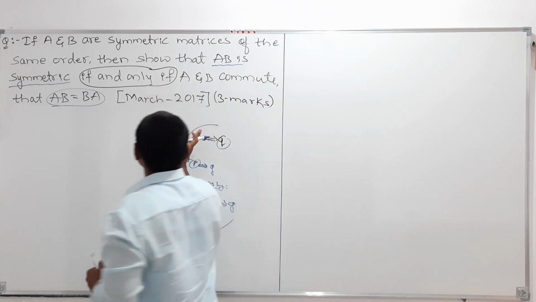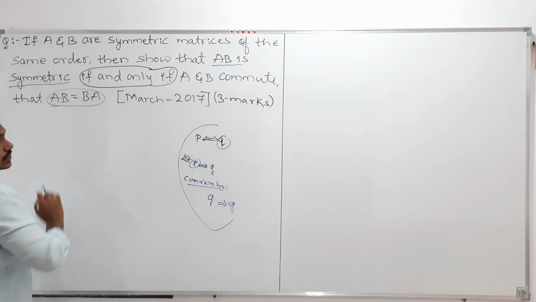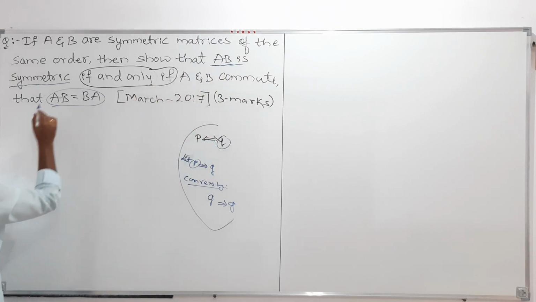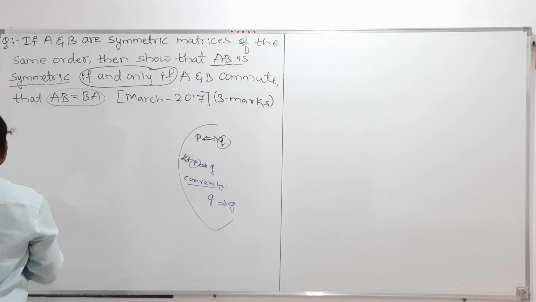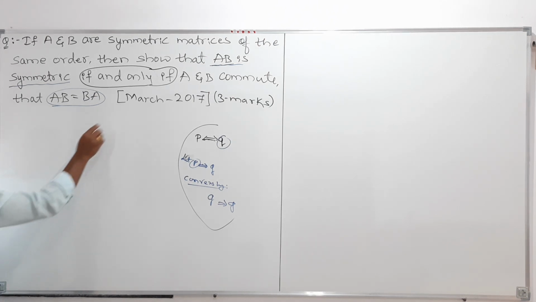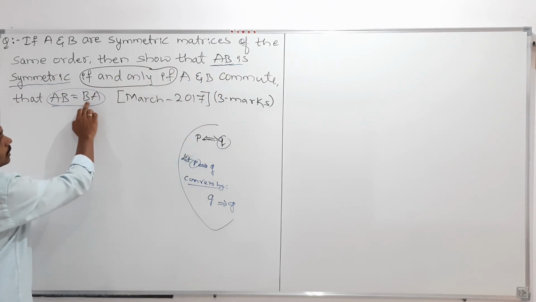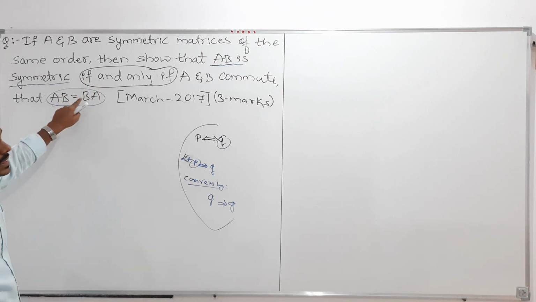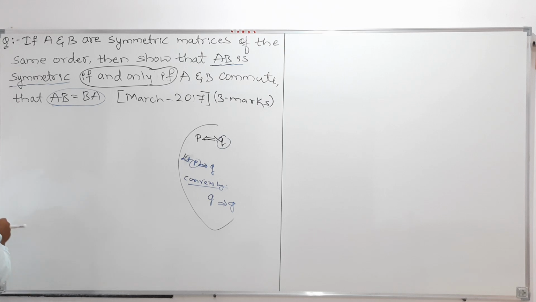Clear? So my dear students, as I told, AB is symmetric if and only if AB is equal to BA. It means that, whatever I marked here, AB is symmetric. First I will consider this result: I will consider AB is symmetric and I will prove AB is equal to BA. And next, conversely, I will consider this part in reverse. I will take AB is equal to BA and then I will prove that AB is symmetric. Clear?